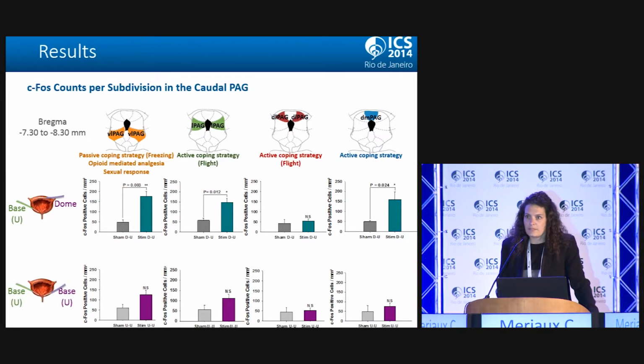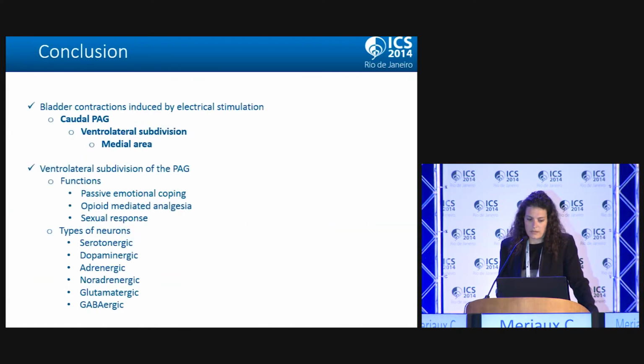However, for the animals with the implantation at the base of the bladder, there was no significant difference between the stimulated animals and the sham animals. So to summarize, the bladder contraction induced by electrical stimulation led to an increase of the neuronal activity in the periaqueductal gray, especially in the caudal part, in the ventrolateral subdivision, and especially close to the medial part, so close to the aqueduct.